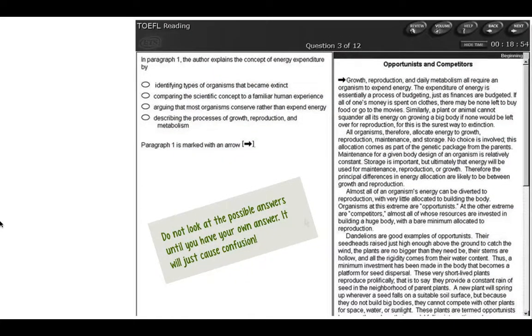This is another TOEFL reading exam. And as you can see, you have the text on the right and the questions on the left. And so to complete our algorithm, the first thing that we do is we read the question and find the keyword. So in paragraph 1, the author explains the concept of energy expenditure. I think that is the keyword.